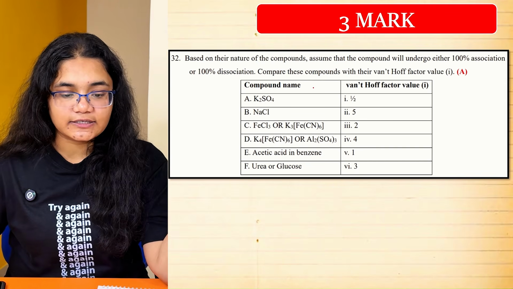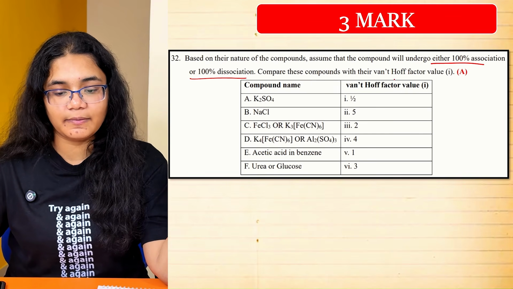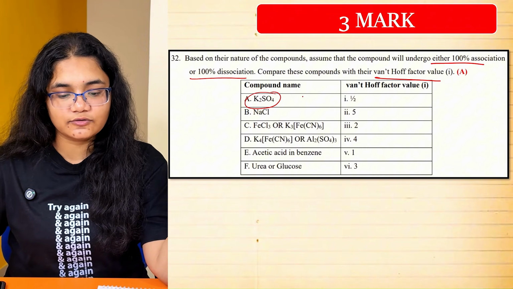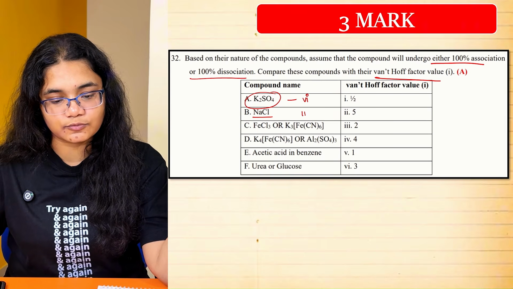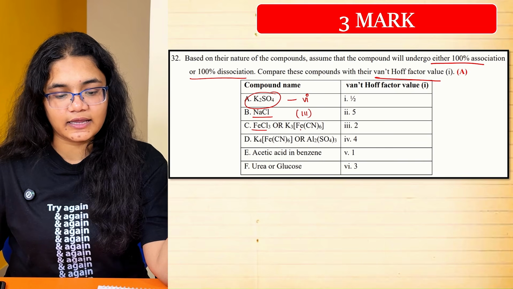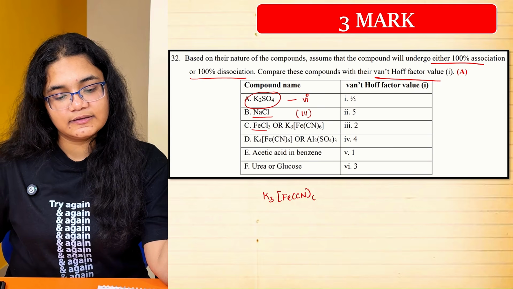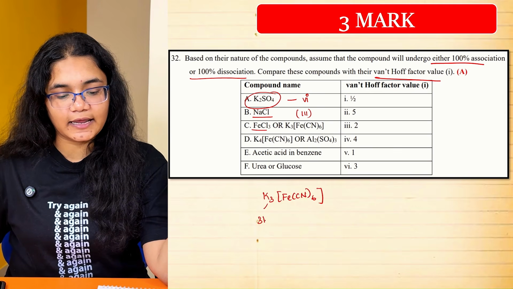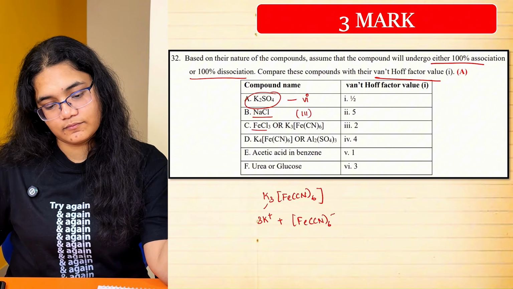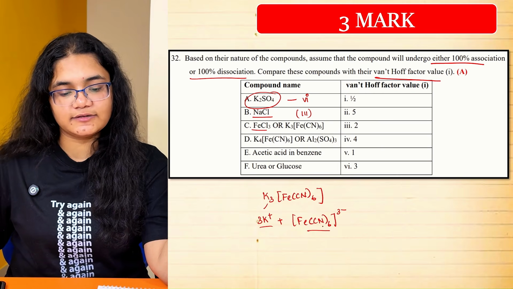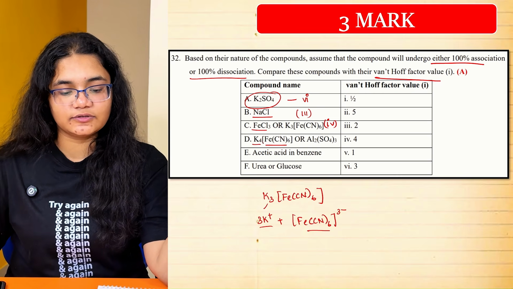Next, based on the nature of the compounds, assume that the compound will undergo either 100% association or 100% dissociation. Compare these values with their Van 't Hoff factor. K2SO4, just now we have discussed, will be 3, so option number 6 here. NaCl will be 2, so option number 3 here. K3Fe(CN)6: you will get 3 K+, and the Fe(CN)6 will remain as it is, so the total number of ions is 4. That is why this is option number 4. Next, K4Fe(CN)6 will be 5.